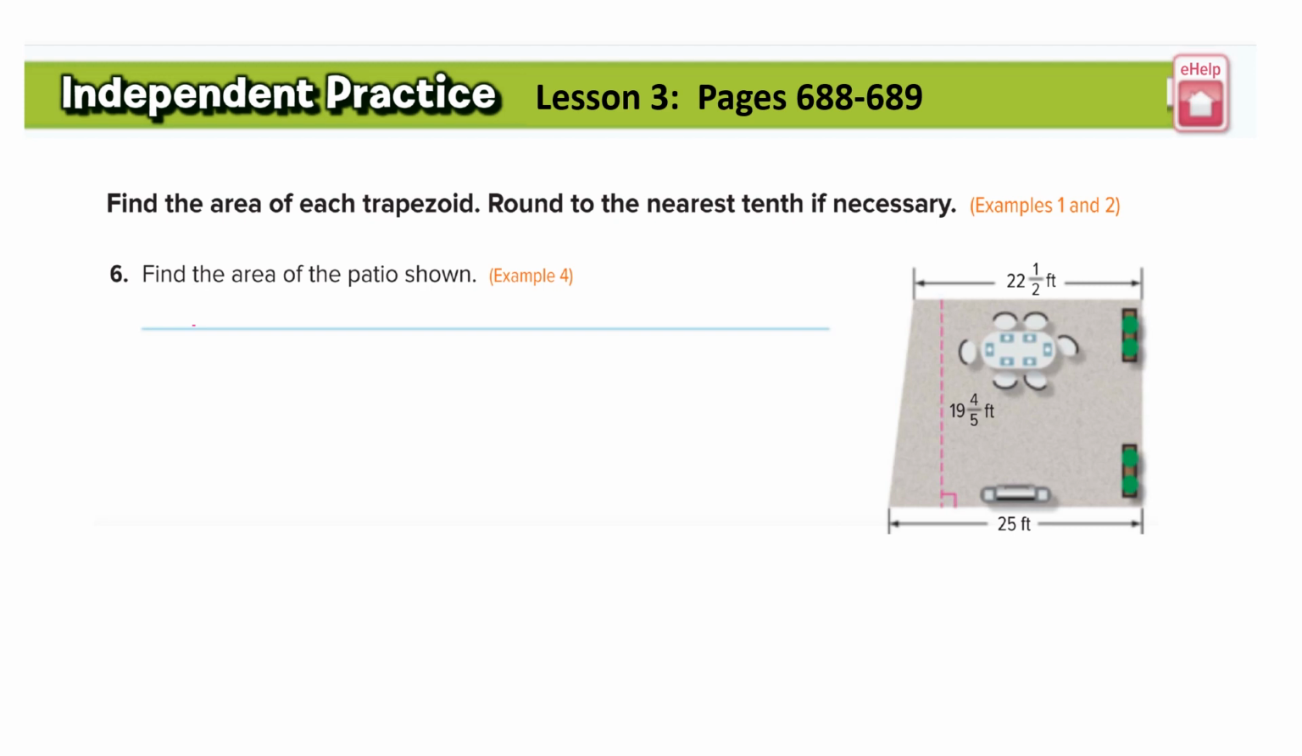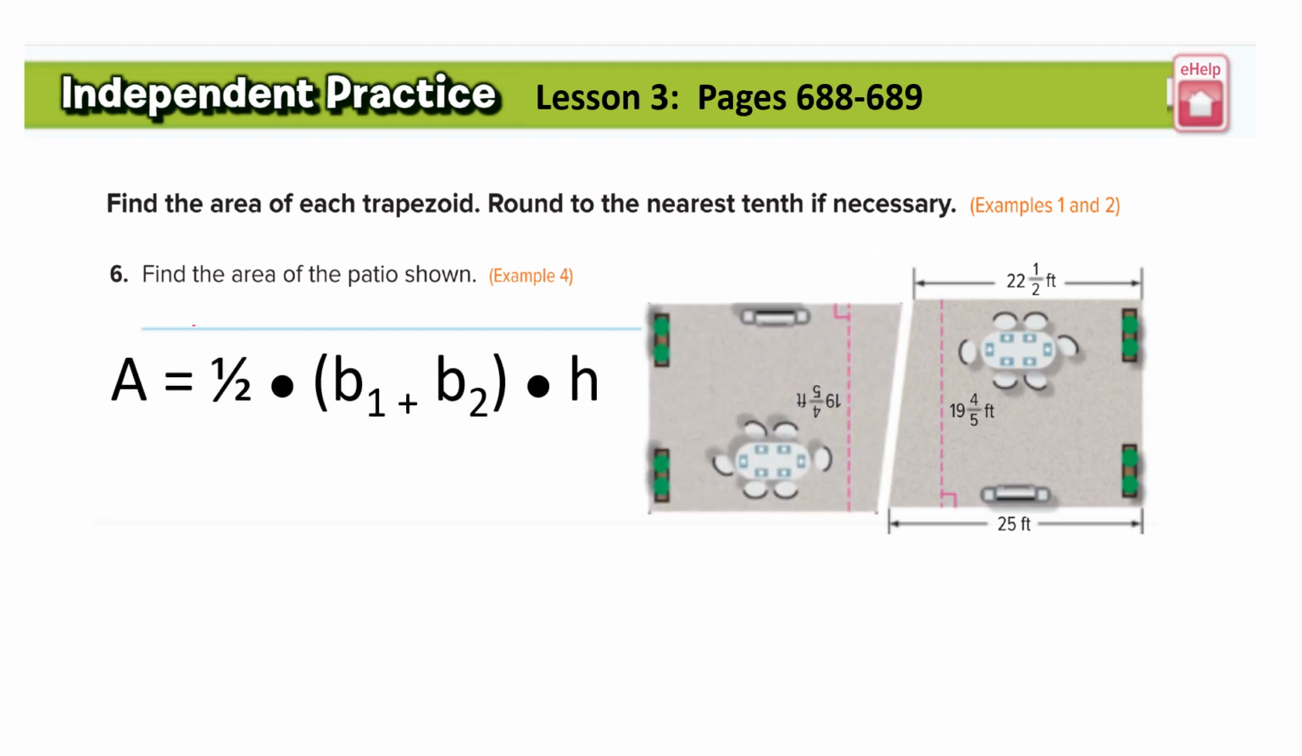Question 6, find the area of the patio shown. All right, so here we have the patio, and let's just say they want to put concrete down. They need to figure out the area. So to help us out, I'm going to duplicate the area of the trapezoid and flip it. All right, so base 1 and base 2.